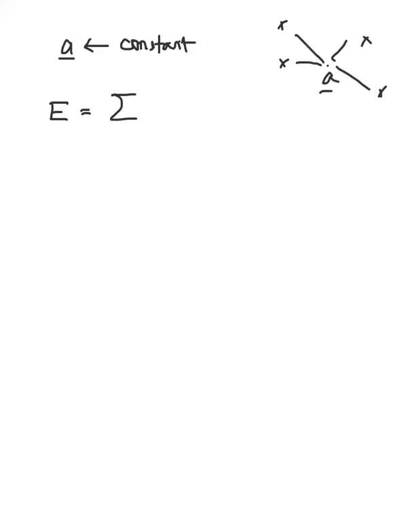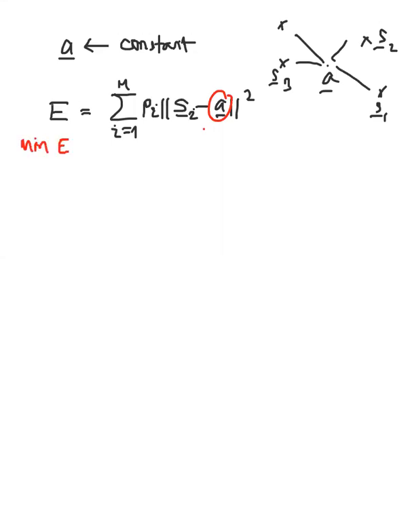So when we are considering the energy, what we take is the distance between a and each of these signal vectors. I can write the energy as the sum of Pi times the norm squared of Si minus a, with i going from 1 to m, right? Then we need to find this a such that E is minimum. So we need to find the a which minimizes E. Let's see how we can do that. We can write E as a function of a.